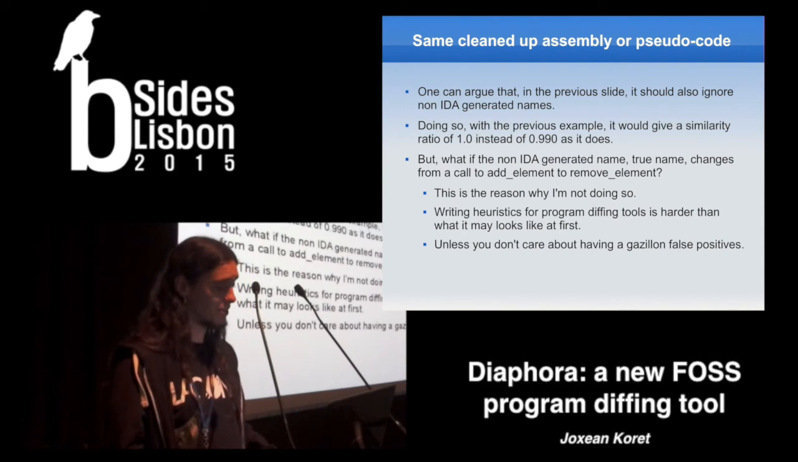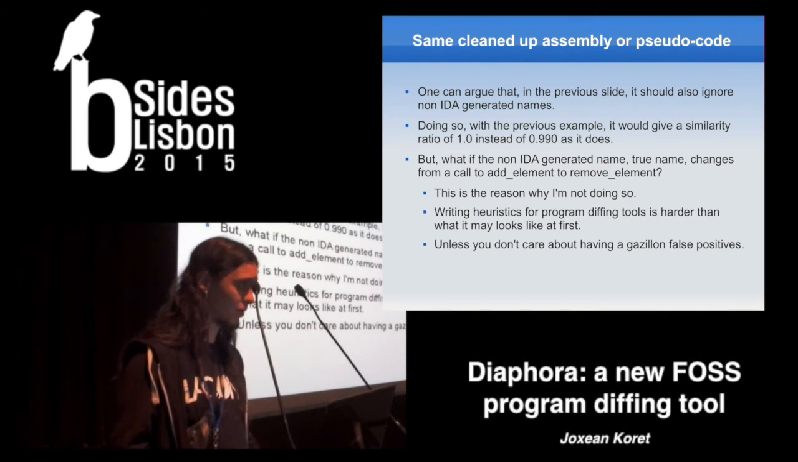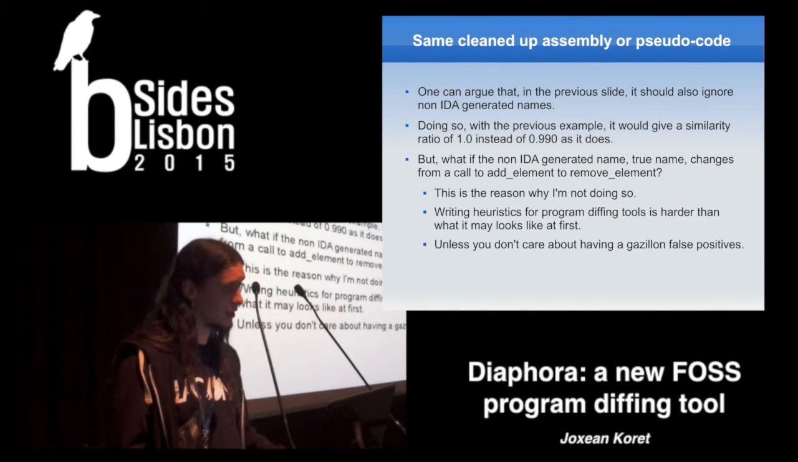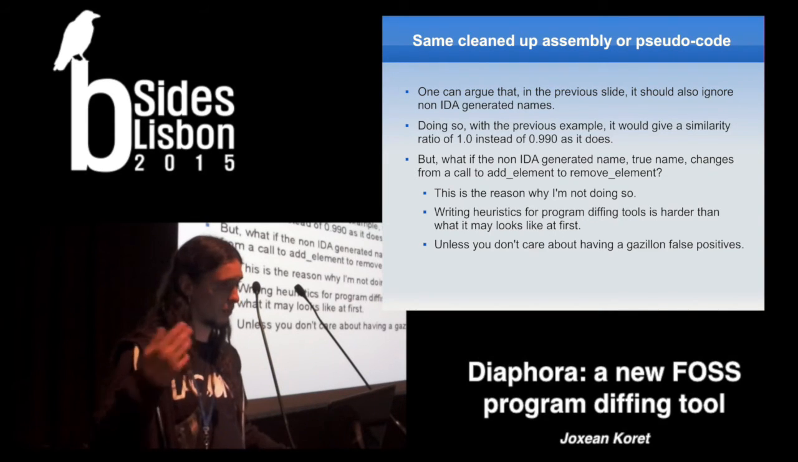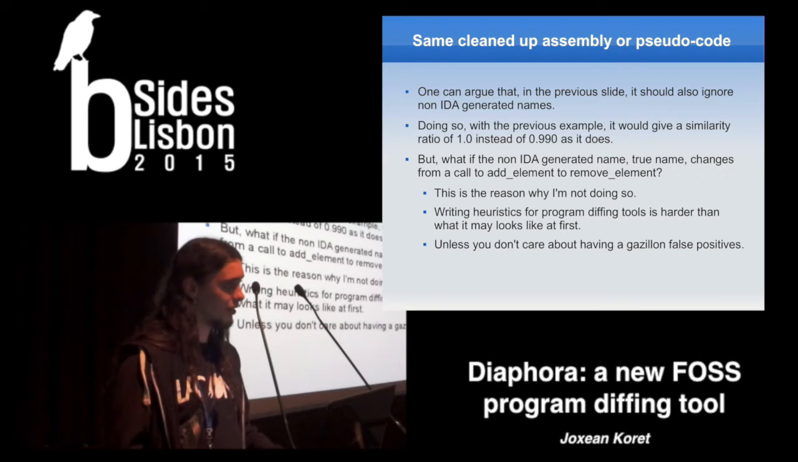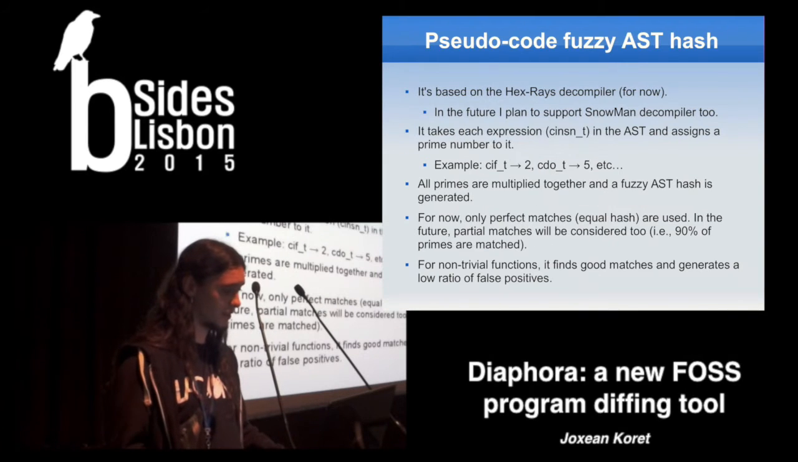Writing heuristics also for program diffing tools is harder than it looks before you actually start writing such heuristics. Because when you start trying to compare and match anything, a heuristic not written very carefully is going to cause a gazillion false positives, and you don't want to have false positives.